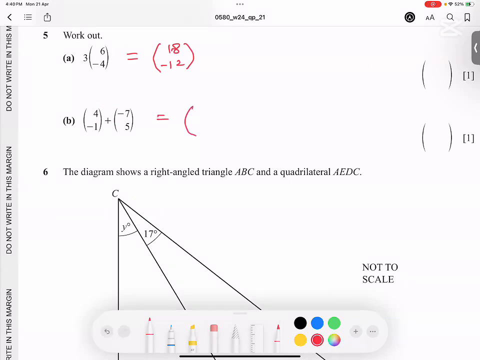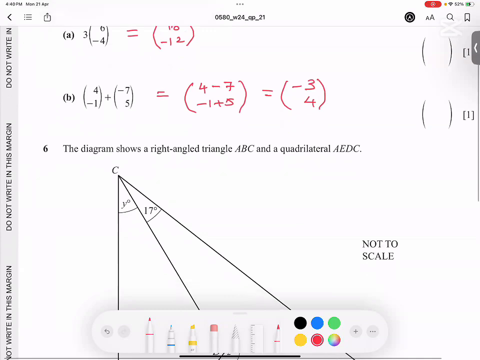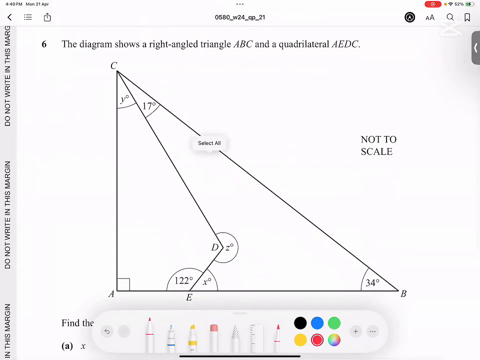So 4 and plus minus 7. Basically, we are doing it like this: 4 plus minus 7. And -1 plus 5. How to get it? I get a -3 and I got a 4 from here. Over. So let's talk about the next question.